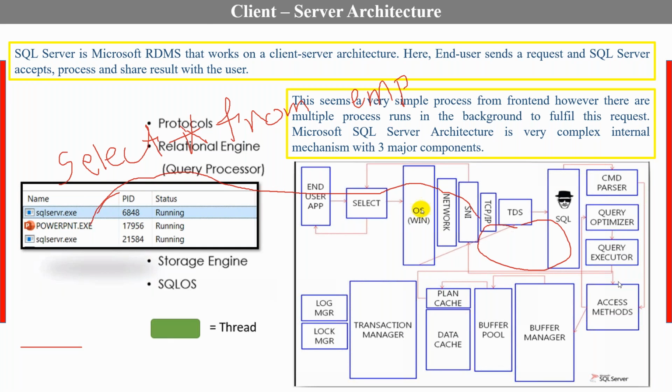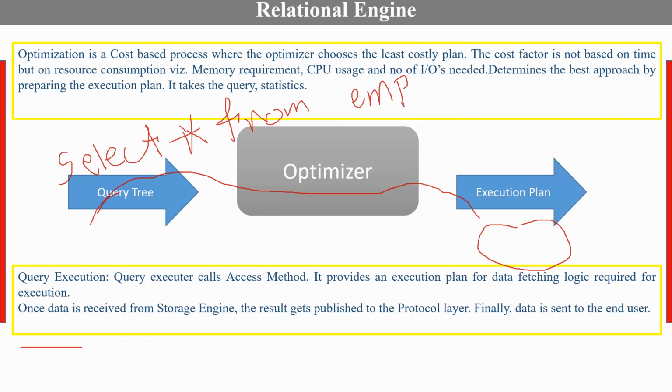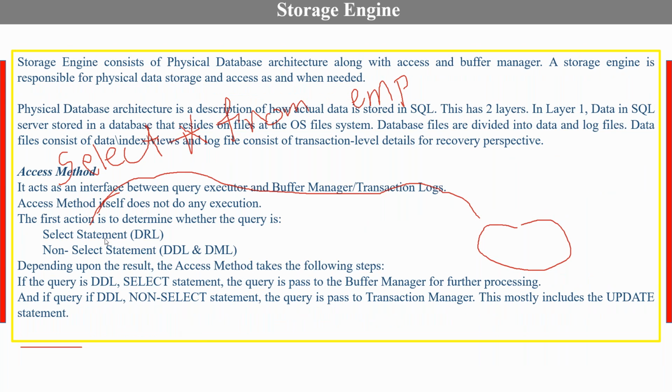Your executor will send a request to the access method. The access method contains multiple APIs, application programming interfaces, through which it can be understood what you are performing: either DRL, data retrieval, or non-select operations like DDL or DML, such as creating objects or performing manipulations like insert, update, delete. So it acts as an interface between the query executor and the buffer manager.